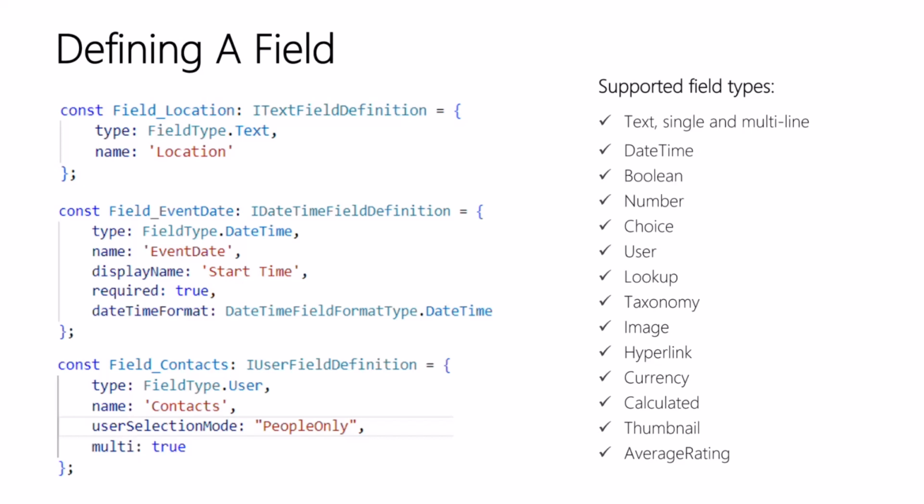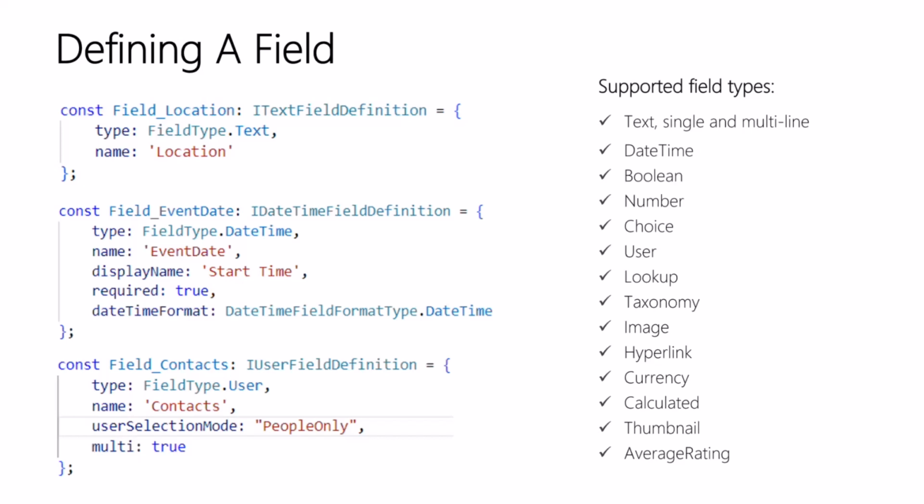The next example is a date time field. You'll notice the name is event date, but the display name is start time. When creating a field, the element provisioner will first create the field using the name property, which will become the field's internal name in SharePoint. And then the provisioner will update the name of the field using the display name value, so you can have a more user-friendly name in the SharePoint interface. If you want the internal name and display name to be the same, or you don't care about the display name, that property is completely optional for all of the field types.